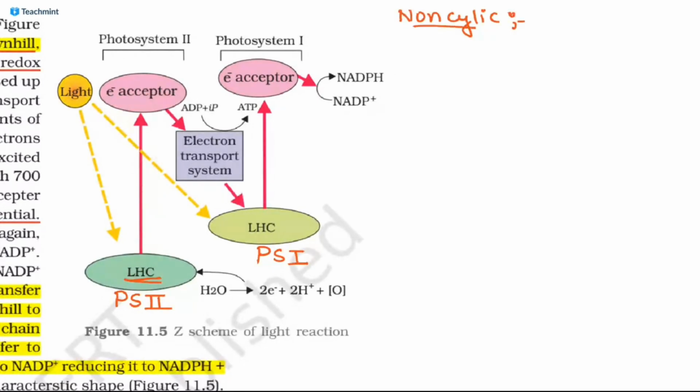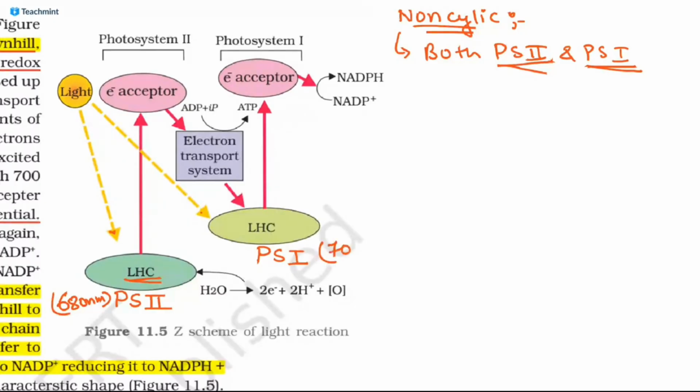So the first point about non-cyclic is that it requires both PS2 and PS1. Because both are photosystems, both require light to function. Here also light is falling. Which wavelength of light will be there at PS2? 680 nanometer. Very good. And at PS1? 700 nanometer. Very good.